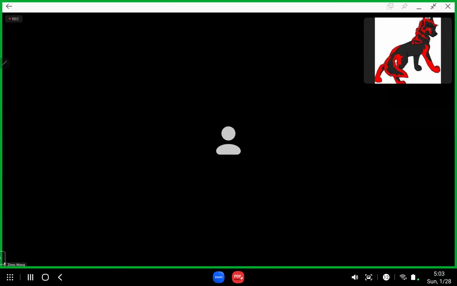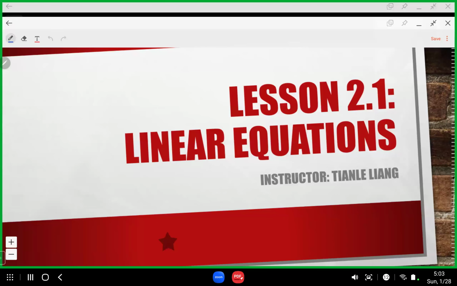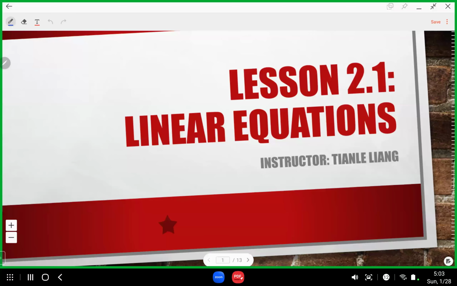Let's just begin. Lesson 2.1. So we're going to start a new unit. First unit, very easy. Extremely easy stuff. Order of operations. Today we will be doing a little bit harder stuff. We're getting into the actual backbone of algebra, linear equations, right? When you think of algebra, you think of linear equations. Today, that's what we're doing.